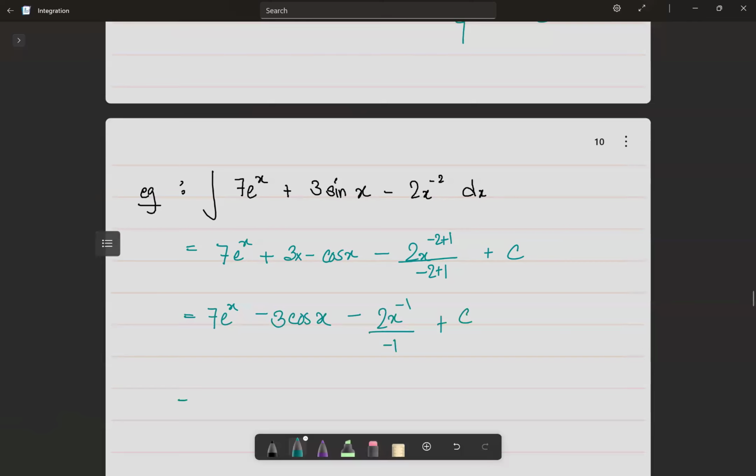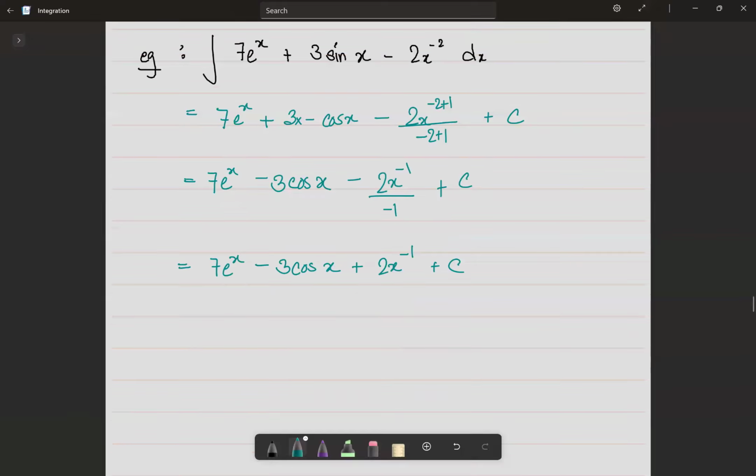So if you simplify further, you get 7 e to the power of x minus 3 cos x plus 2x to the power of minus 1 plus c. But we know that we cannot stop in here because we have a negative power. For negative powers or fractional powers, we need to write them in an orderly manner. So we have to write them as 7 e to the power x minus 3 cos x plus 2 by x to the power of 1. We know we do not write the power of 1, so we will leave it like that. So this is our final answer.